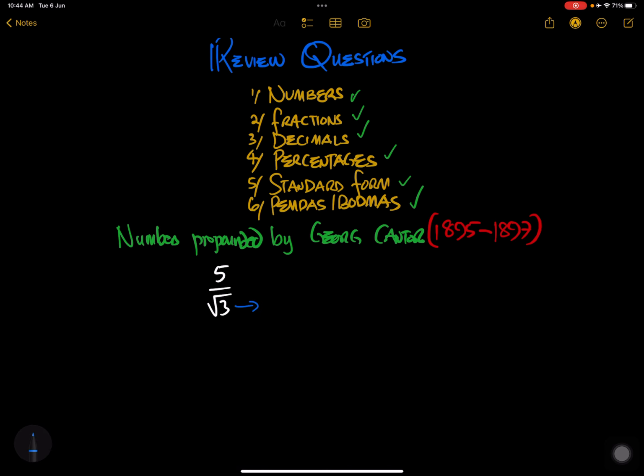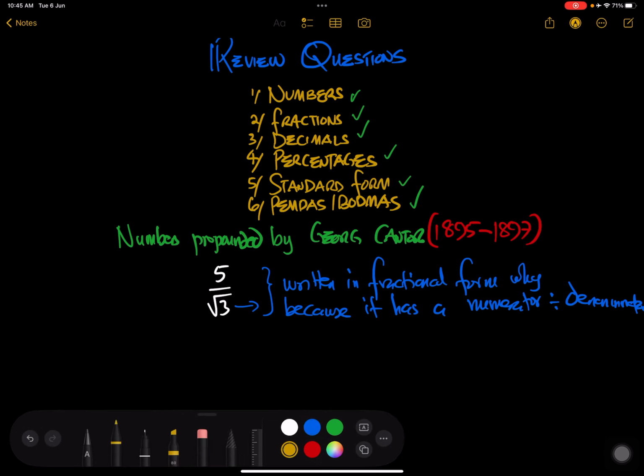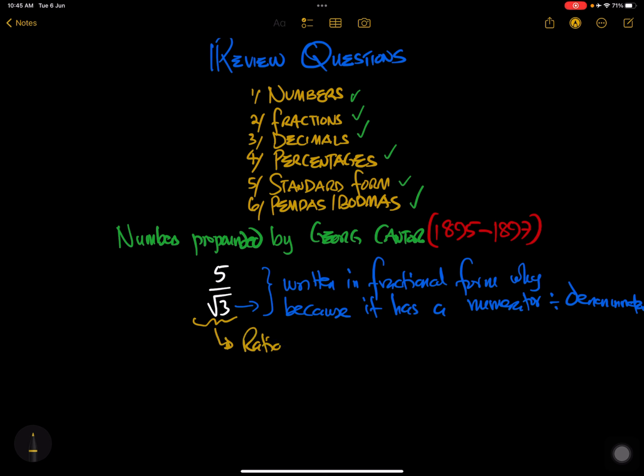There's an irrational number here. It is not a whole number. It's not an integer. It's not a counting number. It is not a rational number. We said that rational numbers are fractions, things that are written in fractional form. So this whole expression is written in fractional form, right? Because it has a numerator divided by a denominator. So if you and I don't take care, we might think this is a rational number. But it is not.